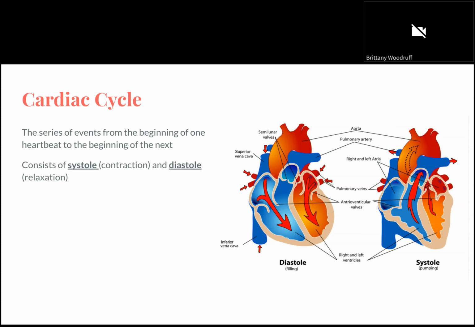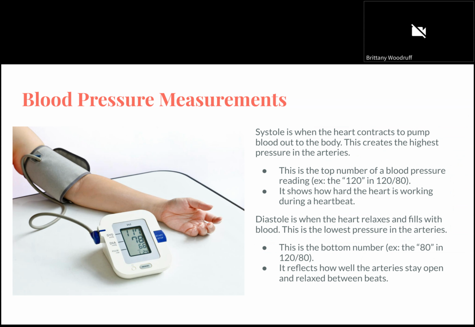Okay, so putting this into context. When you take blood pressure, which number is higher, systole or diastole? Systole, because systole is measuring when the heart is pumping blood into the body. That is measuring when those ventricles are contracting. They're pushing that blood out, right? So this is going to be that top number in the blood pressure reading. It is showing how hard the heart is working during the heartbeat.